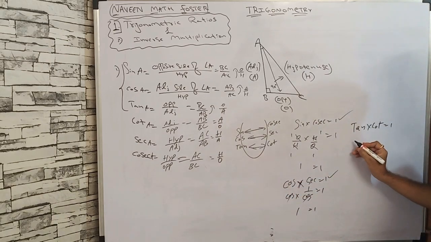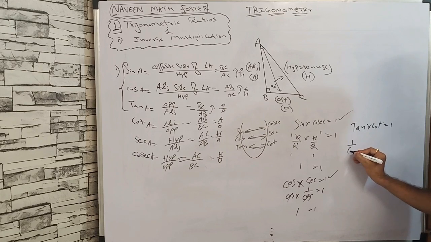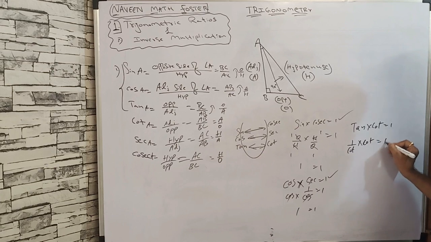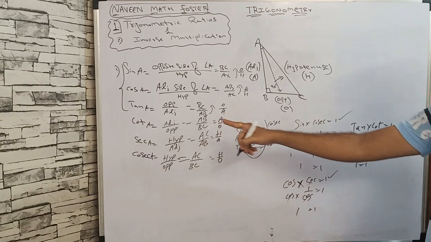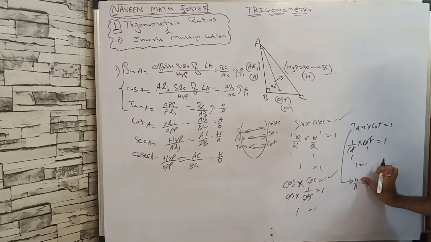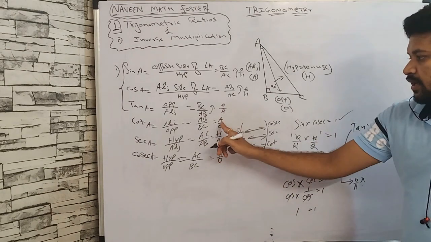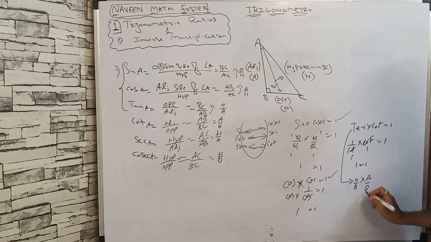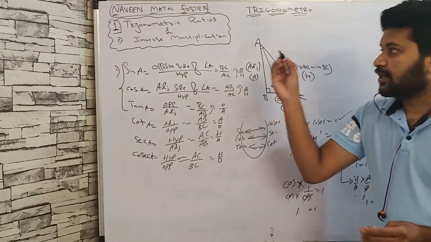Coming to tan and cot. In place of tan, I will write 1 by cot, and the second term remains the same: cot. 1 is equal to 1. If you want to apply the values: tan is O by A, nothing but opposite by adjacent. Next, cot is A by O, nothing but adjacent by opposite. Do the cancellation, so 1 is equal to 1. So here we are done with the trigonometric ratios and inverse multiplication.